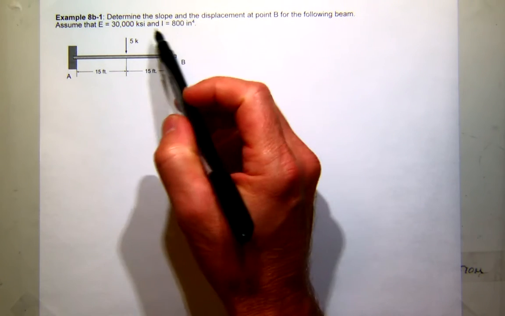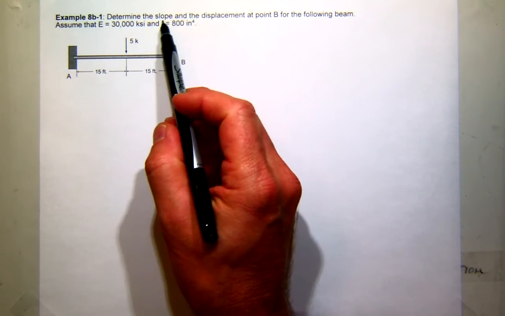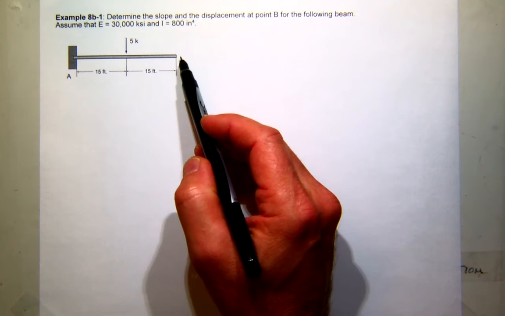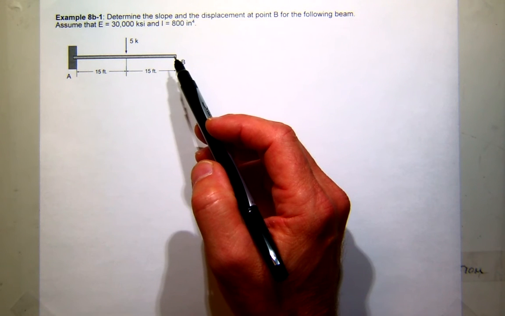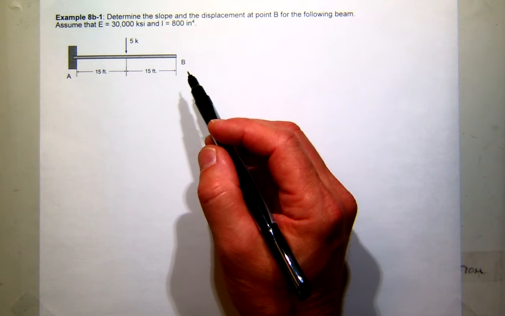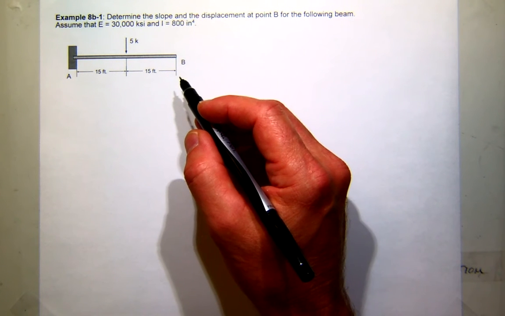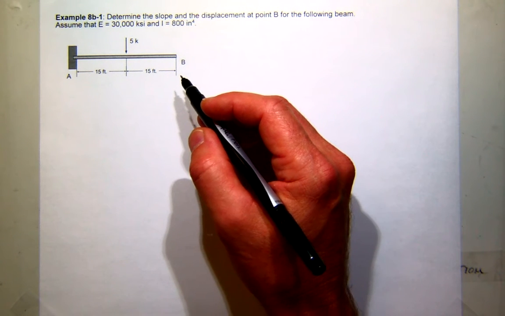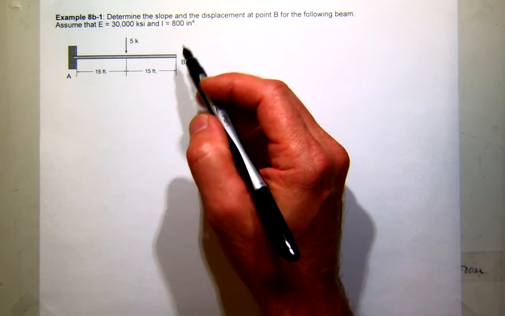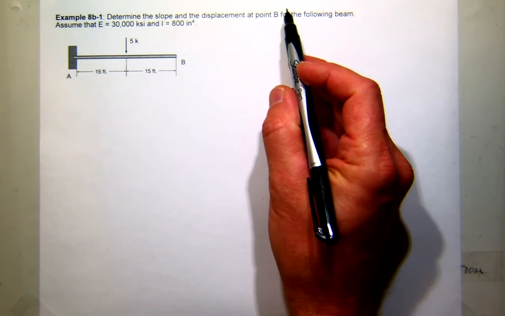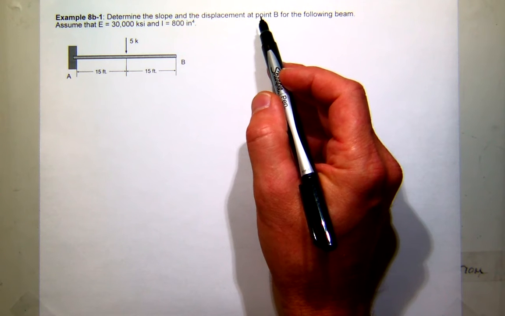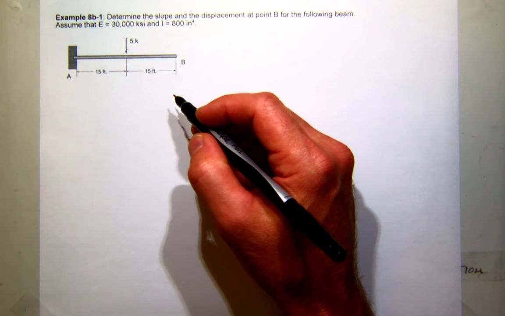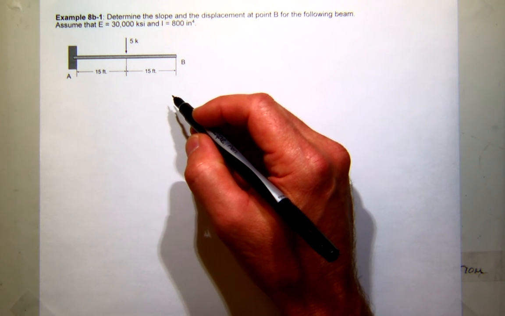Okay, so we're going to try to find the slope and displacement at point B. Now, we could work this problem with direct integration like we've done previously, and it would be a fair amount of work. But when the question is asking for the displacement and slope at a particular point, conjugate beam might be a better alternative.